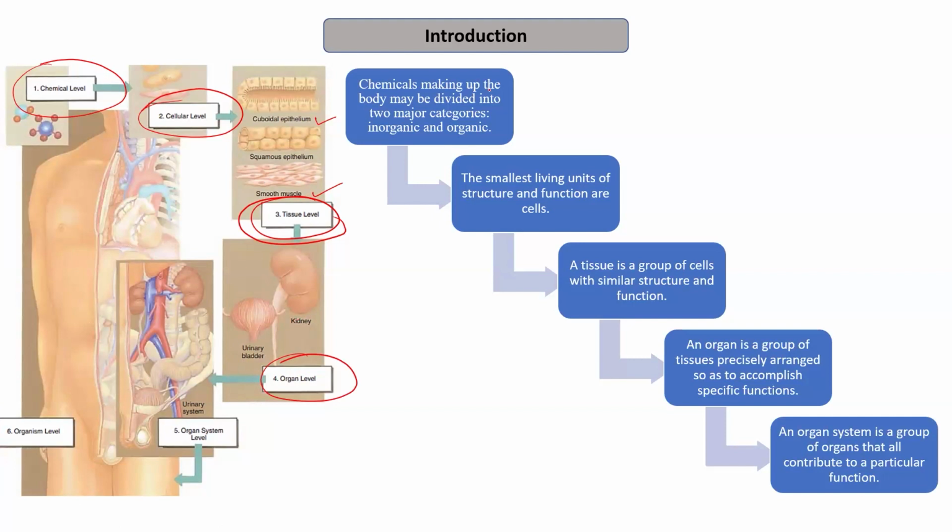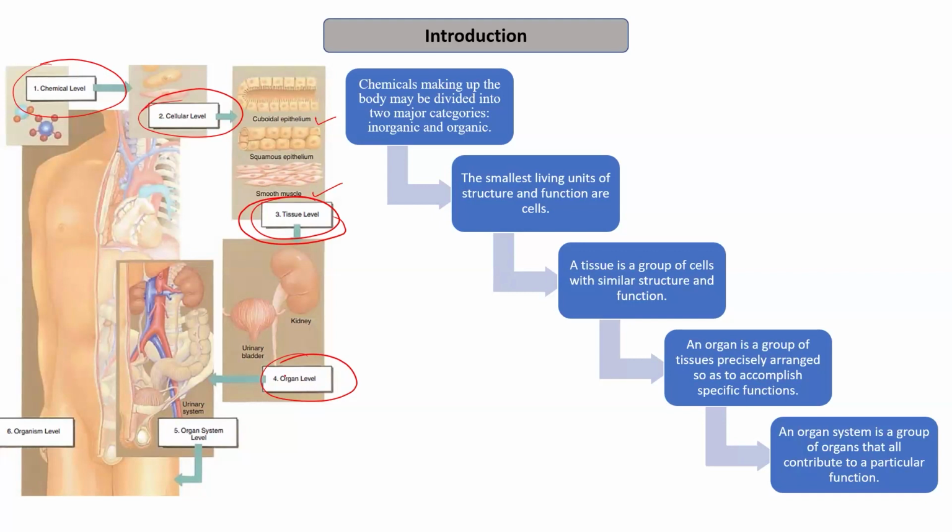For example, if I talk about the cardiovascular system, it consists of the heart, and it consists of blood vessels, arteries, veins, capillaries, etc. So all of these different organs, like the heart and the components of blood vessels, form a particular system, which is the cardiovascular system that provides the blood supply to all the organs.